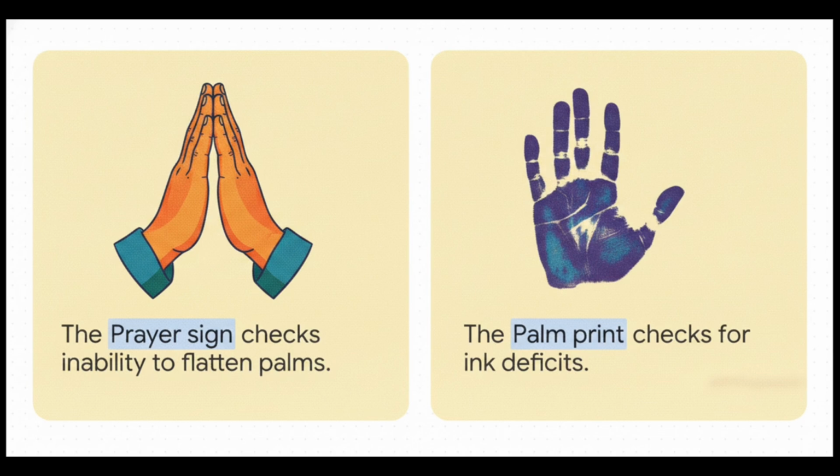We use the prayer sign, where they try but fail to flatten their palms together, and the palm print sign, where ink on their hand will fail to print in the 4th and 5th interphalangeal areas. If you see these signs pop up positive, you better expect a stiff neck and a really tough intubation.